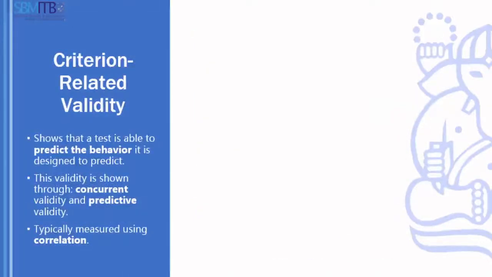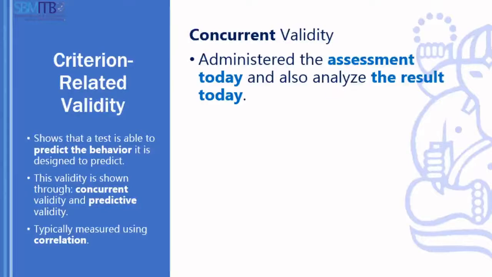The second type of validity is criterion validity. It portrays that a measurement tool is able to predict the behavior it is designed to predict. The validity is shown through concurrent and predictive validity, which is typically measured using statistical correlation. Concurrent validity administers the assessment today and also analyzes the results today.